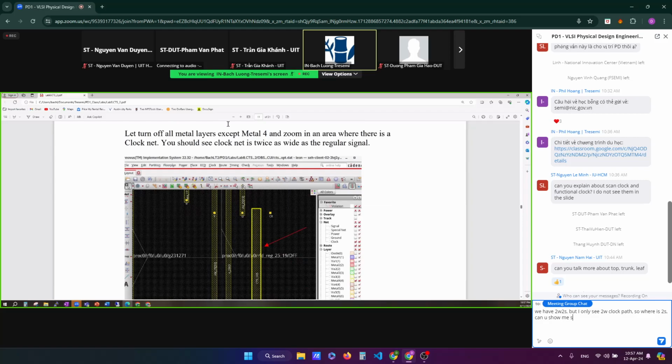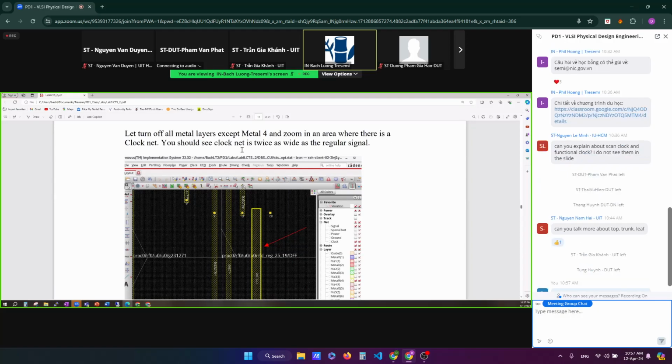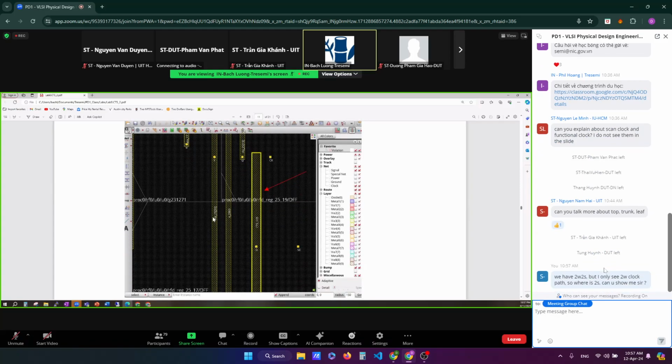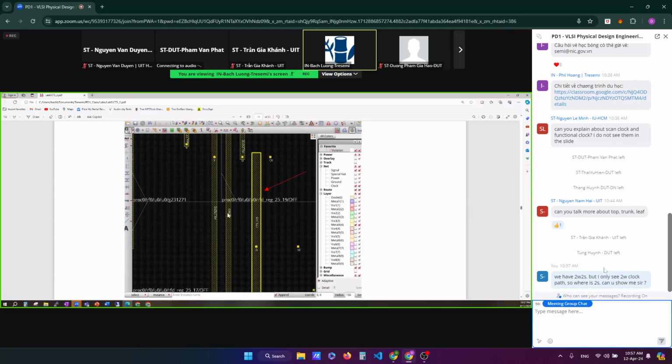Okay, so here I have you turn on metal 4 and zoom in on the area where there are clock nets. You can see it visibly. It's twice as big as this, which is the virtual route, the detail net. You can see it twice as wide. The object says it's 0.14, so you have to look at it as twice as wide.